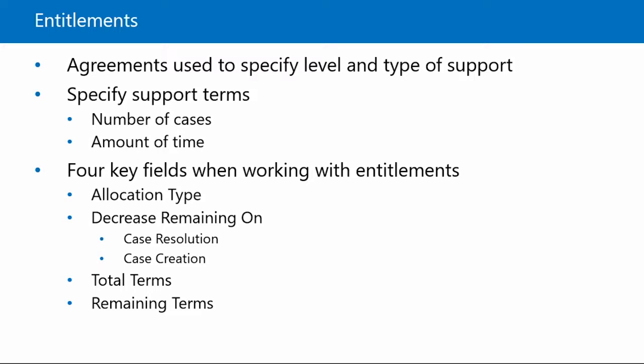Next, we have total terms. This represents total terms which have been purchased by any customer. For example, if 15 is entered, it will reflect either 15 cases or 15 hours, depending on the allocation type selected. And the final important field to understand on the form is remaining terms. This is the running total that is automatically calculated by Dynamics 365, which shows the remaining resource available for the customer on that entitlement.